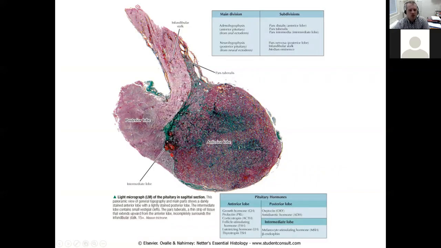So now we go to real pictures. Once we went through the schemes, my experience is that the students are then reading the real pictures with new eyes and with more understanding. So this is obviously an organ made of two completely different tissues. This is nervous tissue forming the neurohypophysis, and this is endocrine epithelium forming the adenohypophysis. Together they are inside a fibrous capsule, which is partially removed here, but there will be a fibrous capsule that surrounds the whole organ.